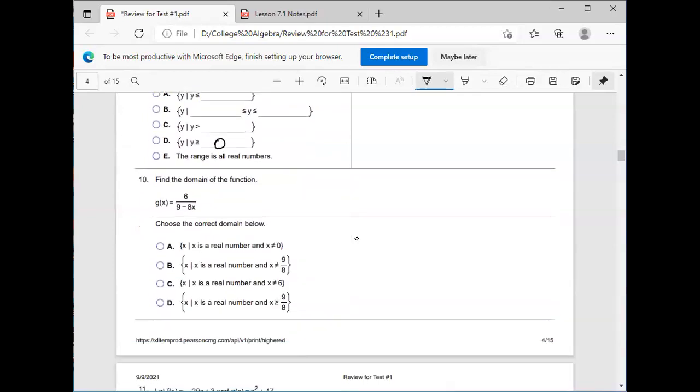Okay, find the domain of the function. So we have a fraction, so you guys know that the denominator can't be equal to 0. So we would solve this problem for 0. So negative 8x is equal to negative 9. Divide by negative 8. So x cannot be 9/8, but it can be everything else. And so the right answer is B. X can be anything but 9/8. Okay.